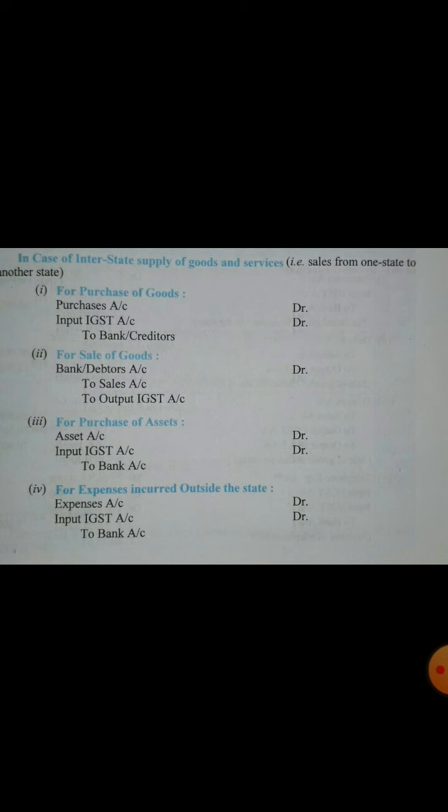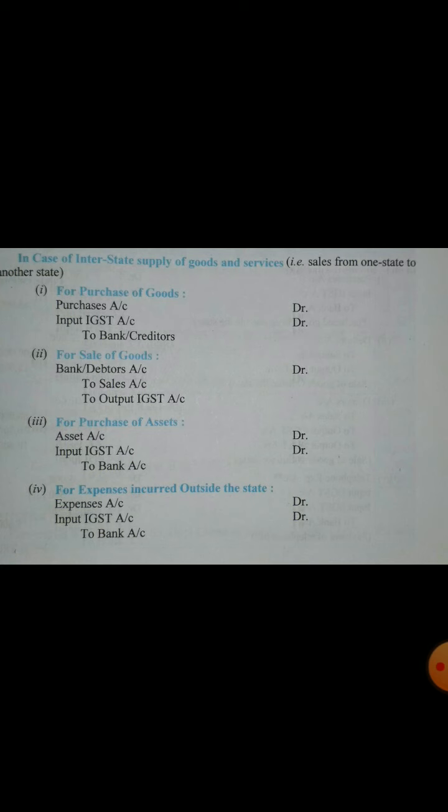Now, similarly, for sale of goods: Bank account debit, to Sales account, to Output IGST account. In intrastate, what did you used to do? You made the entry: Bank account debit, to Sales account, to Output CGST account, to Output SGST account. Here, combining both SGST and CGST, Output IGST will be credited. Again, for purchase of assets: Assets account DR, Input IGST account DR, to Bank account.